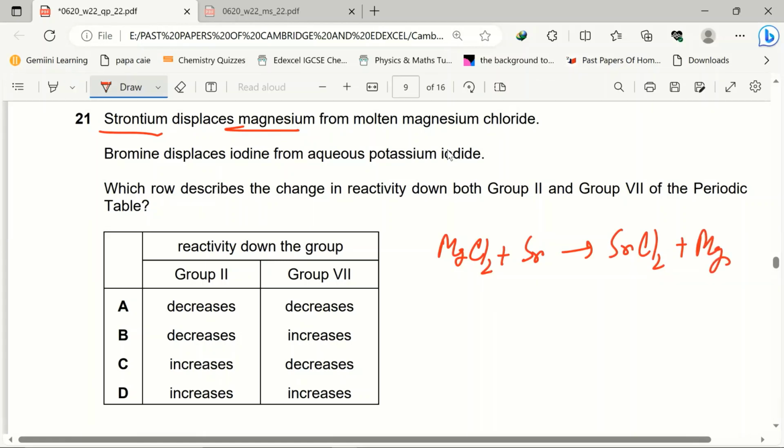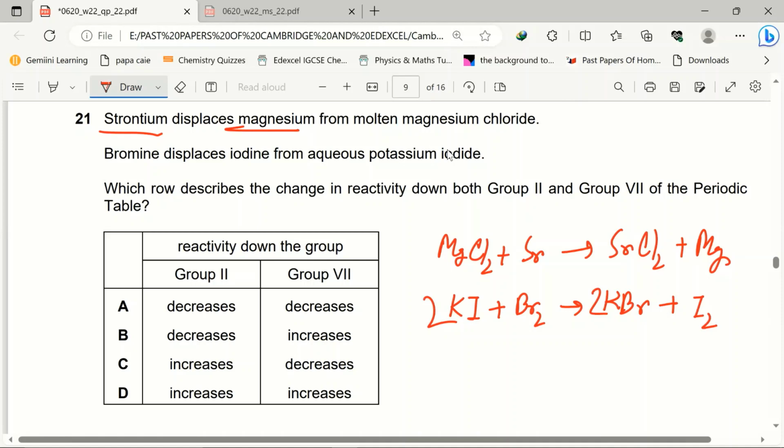Bromine displaces iodine from aqueous potassium iodide. So all are displacement reactions. So if potassium iodide and bromine react together, since bromine is more reactive than iodine, then it will form potassium bromide and iodine will be displaced. So if you want a balanced equation, you can write it.